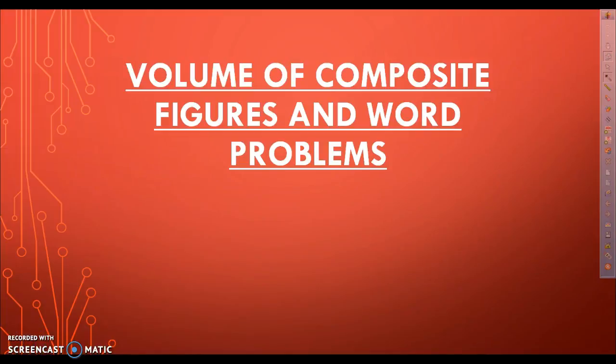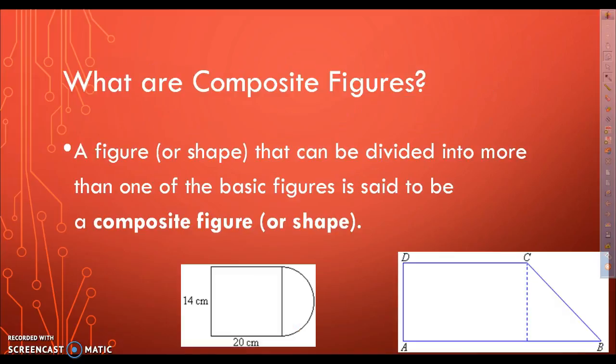So, if you haven't already done so, the title of classwork will be called Volume of Composite Figures and Word Problems. So go ahead and write that down. I'm just going to move straight on ahead, so if you need to pause the video, go ahead and do so right now. So what are composite figures?